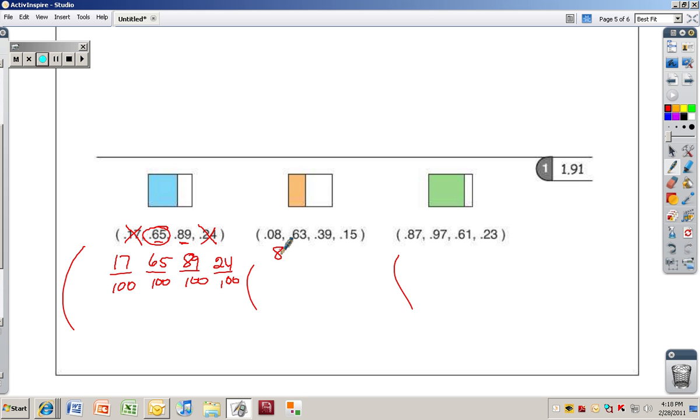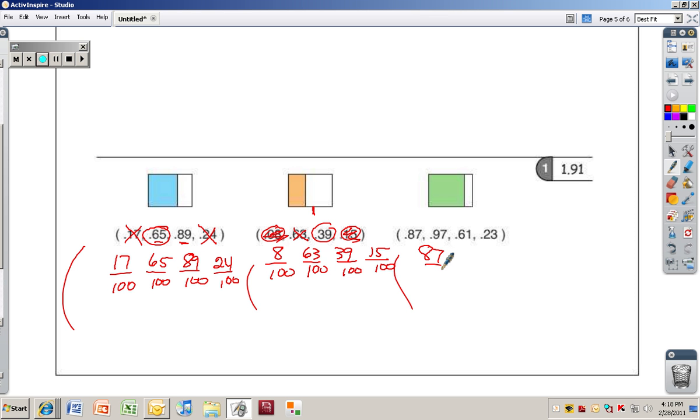Okay, here we have 8 hundredths, 63 hundredths, 39 hundredths, and 15 hundredths. And 39, what do you think? Well, we know it's not this one because it's not more than half. And it won't be these 8. Those two are really small, aren't they? Yes. Okay, so we can't use those. So 39 is the only one that makes sense.